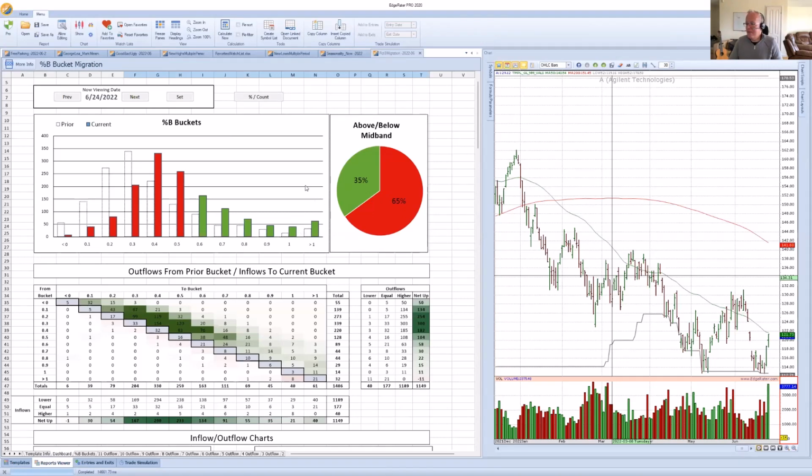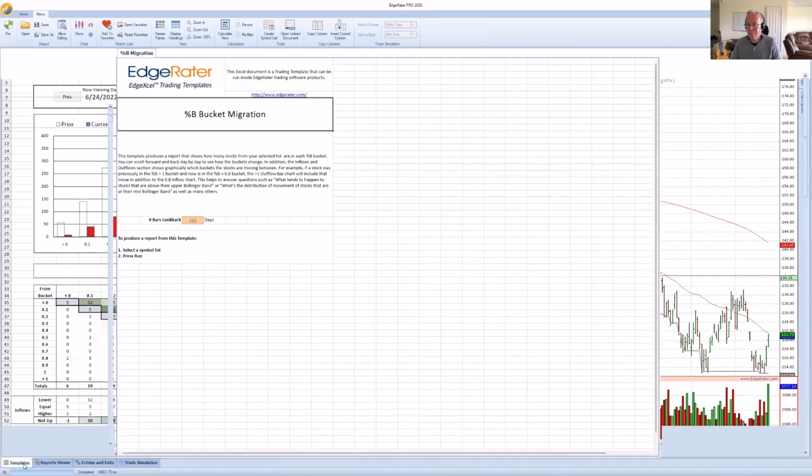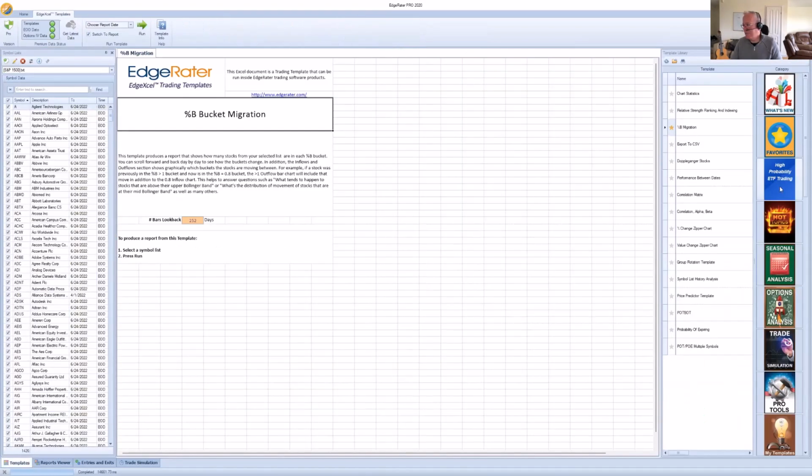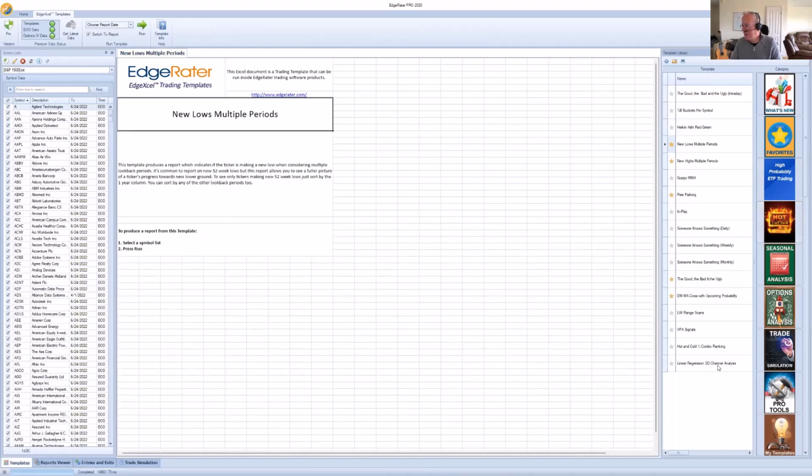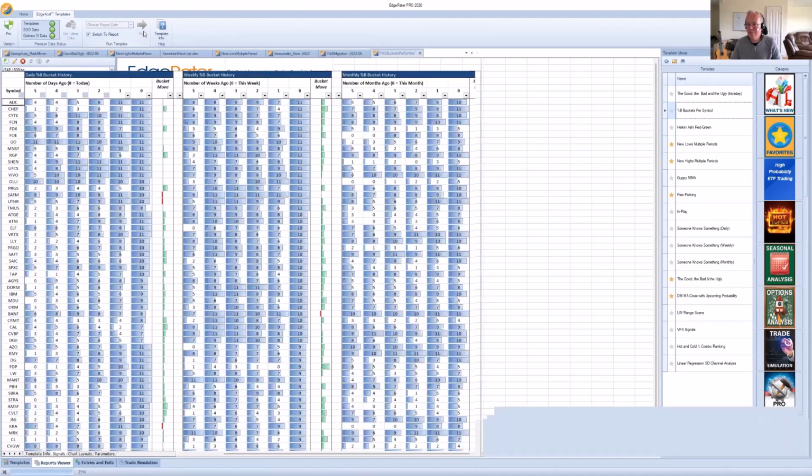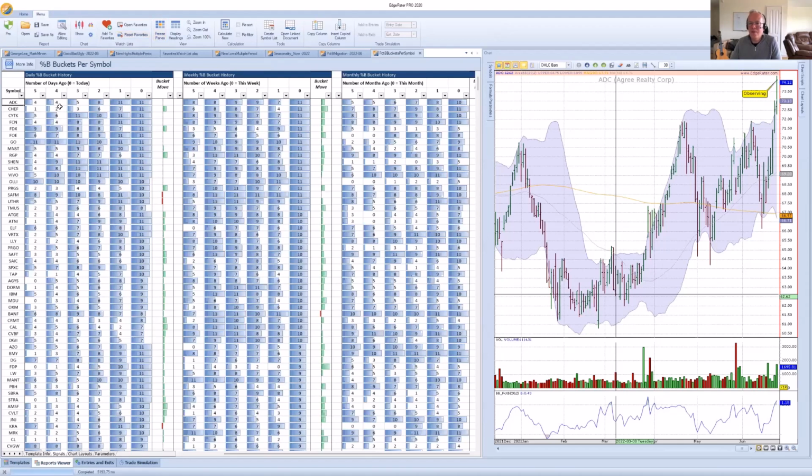So I mentioned this report first because there's another report in here, which is %B buckets per symbol. You'll find that in the Hot Topics category. If you look in there, Hot Topics, %B buckets per symbol, just give that a quick run. So rather than grouping everything into a histogram, this takes every symbol and then shows the %B level for today, which is the 0, for yesterday, which is the 1, day before that is the 2, and so on.